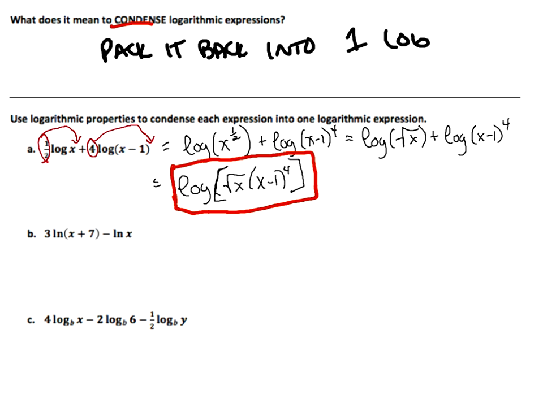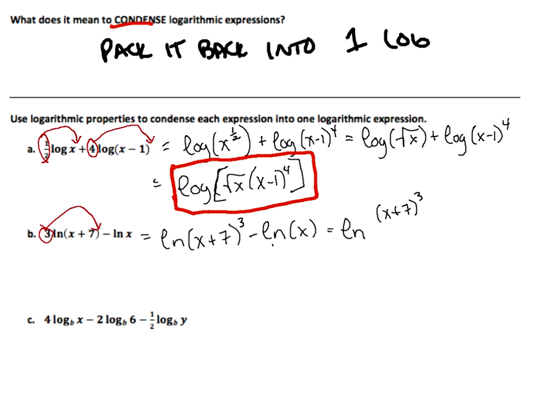All right. So in this next one, I see another coefficient that needs to go up. And then I'll have the subtraction to deal with after that. So this is ln of x plus 7 cubed minus ln of x. Well, if these logarithms of the same base are subtracted, that means they came from one logarithm that had division. So this is ln of x plus 7 cubed divided by x. And it's the logarithm of this whole thing, or the natural log of that whole thing.